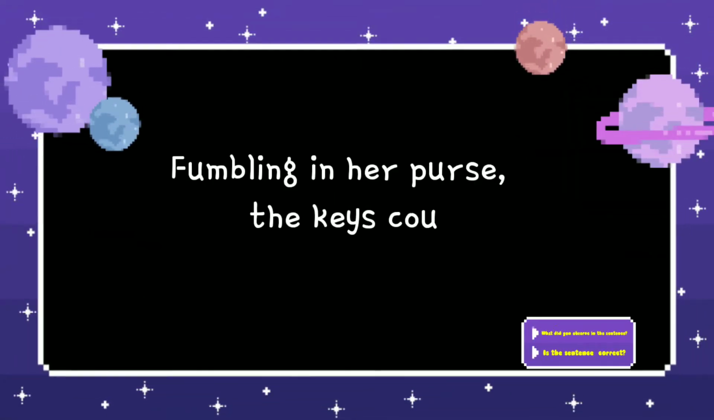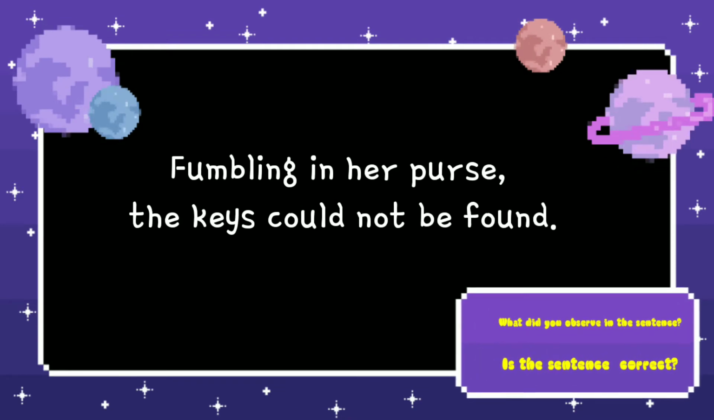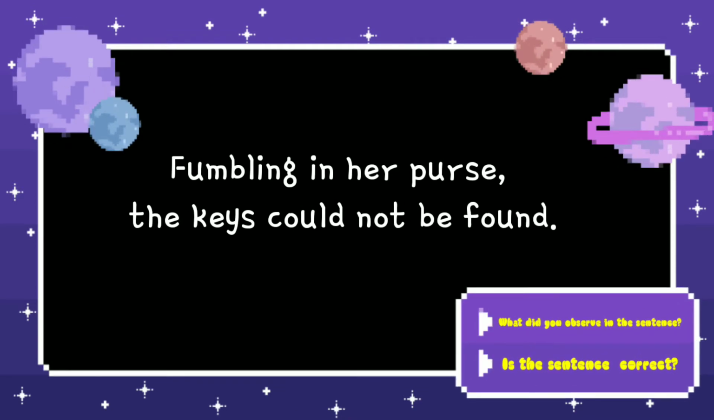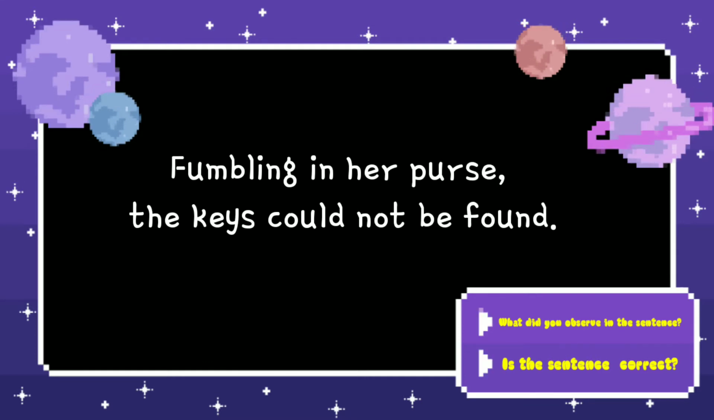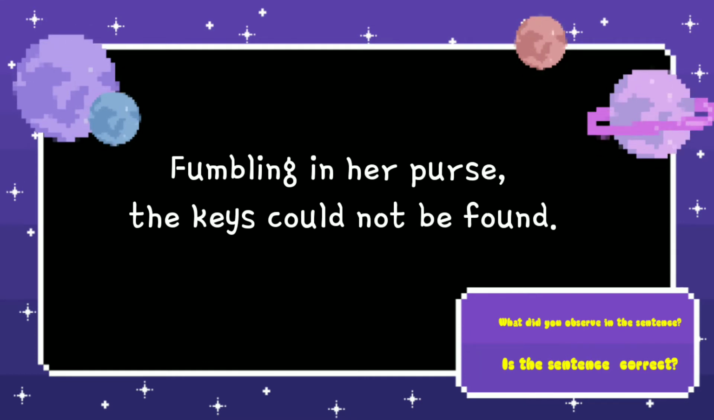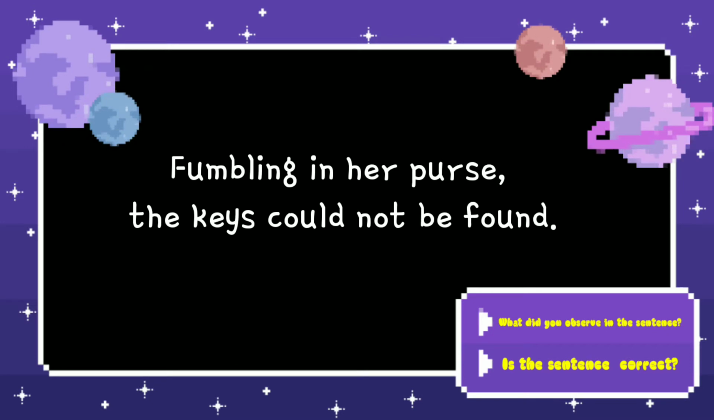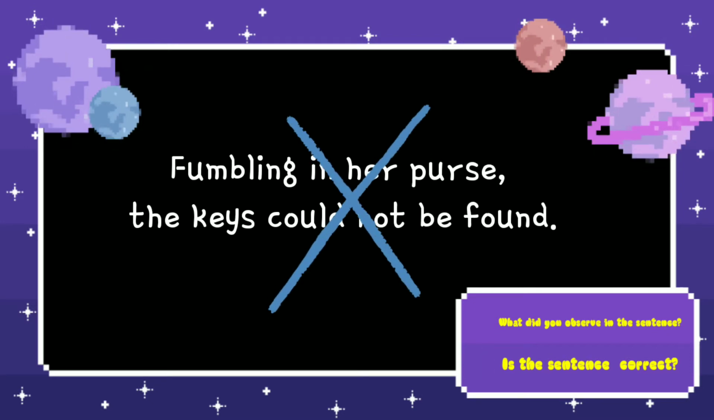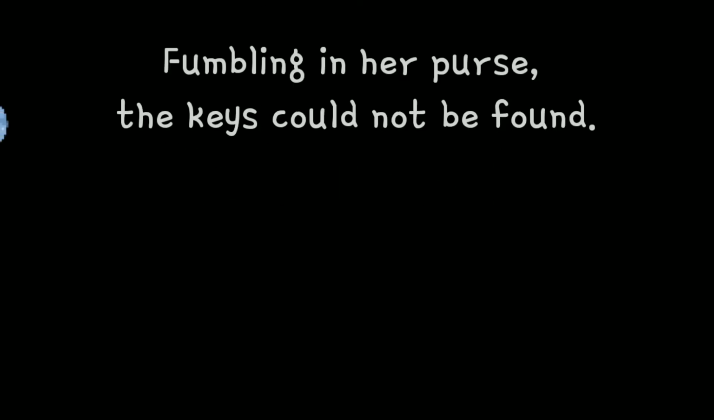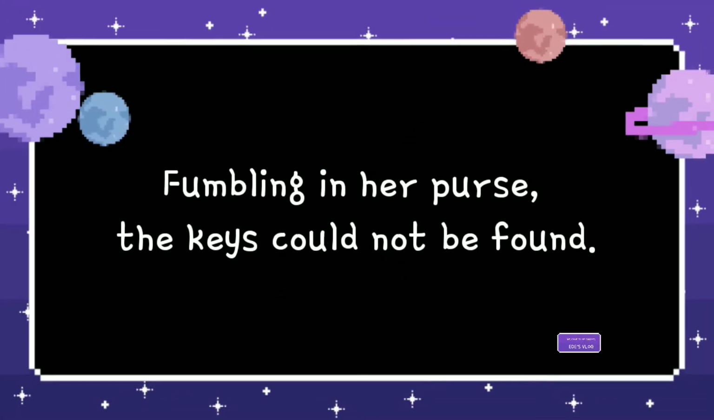So first, let me show you this sentence. Let's read together. Fumbling in her purse, the keys could not be found. So what did you observe in the sentence? Is the sentence correct? If you are thinking that the sentence is wrong, you are very correct. So why is the sentence incorrect?